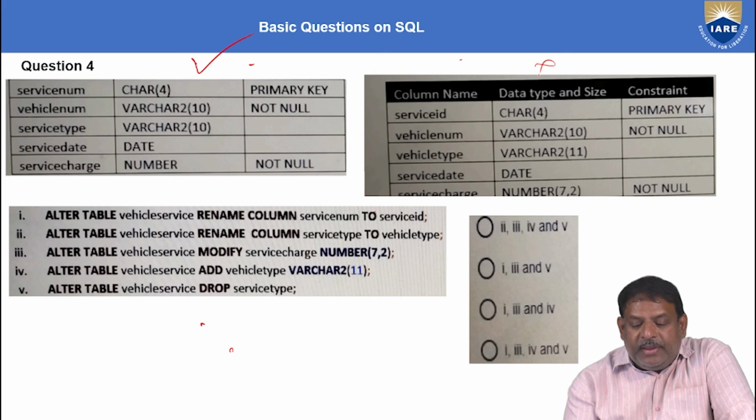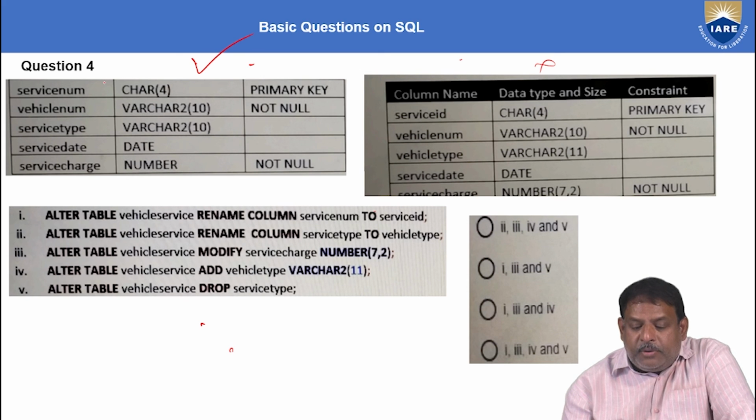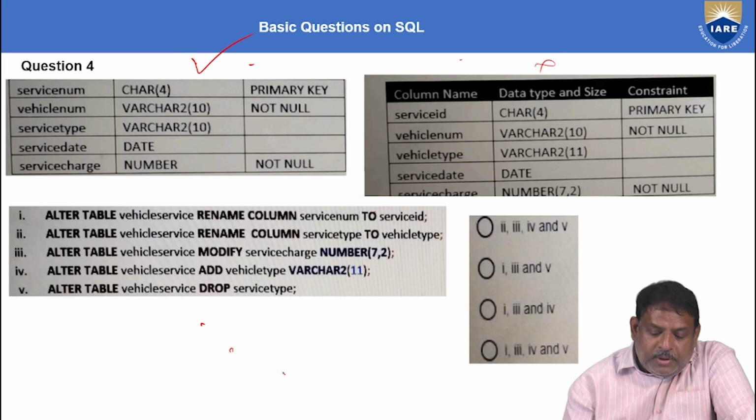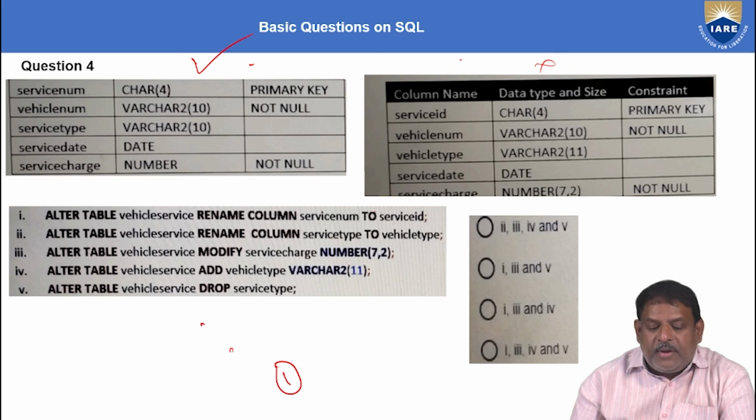Here you see service number is the first column, char 4 primary key. The only thing is service number is made to service ID. Now what is that statement? Alter table vehicle service type rename service number to service ID. So option 1 is the right answer. Till now, 1 should be part of the answer.